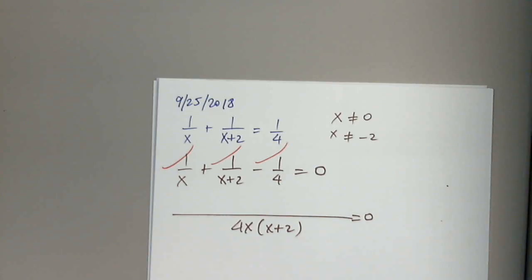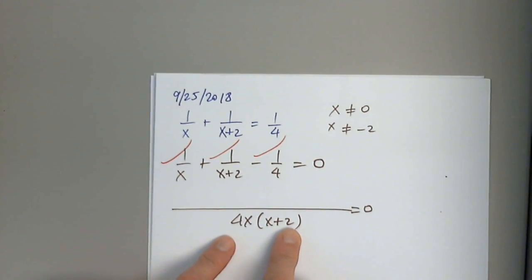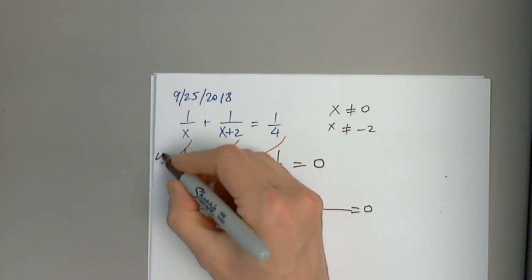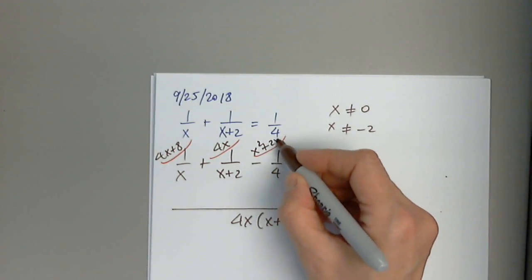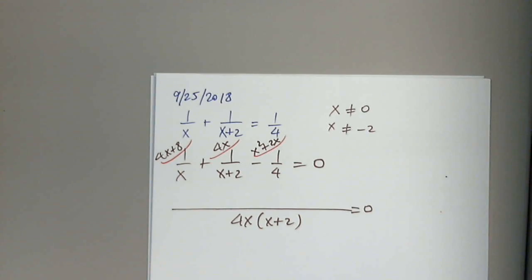Good. So then x was multiplied by what to get this? 4 times x plus 2. Very good. 4x plus 8. x plus 2 was multiplied by what to get this? 4x. Very good. And last but not least, 4 was multiplied by what to get this? x squared plus 2x. Do we agree with all steps? Any questions on any of the steps?